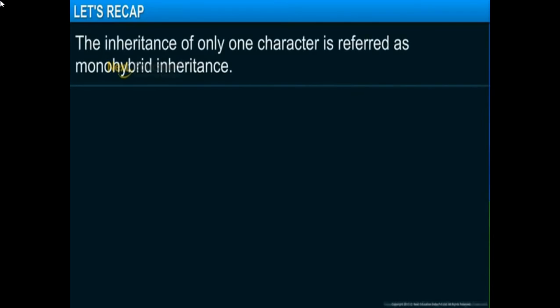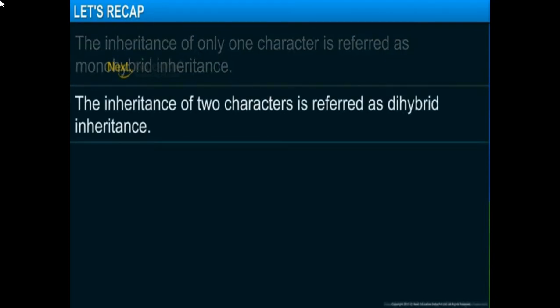In this module, you learned that the inheritance of only one character is referred to as monohybrid inheritance. The inheritance of two characters is referred to as dihybrid inheritance.